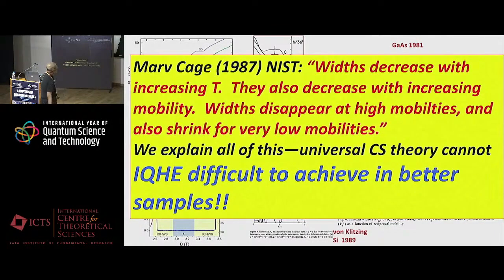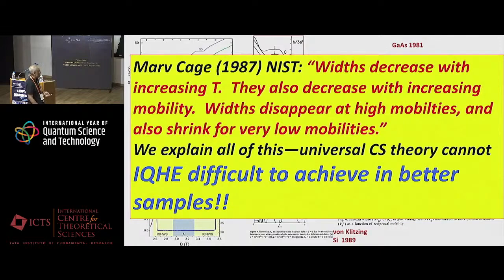So I'll quote from Marvin Cage, who was in charge of resistance standards. He's retired now. In a very early paper, in a book in 1987, he already said, widths decrease with increasing T. They also decrease with increasing mobility. Widths disappear at high mobilities. Nobody paid attention to this. I discovered all these things after we did our work. I was literally looking for experimental support. Nobody worked on it after 1987, okay? So we explain all of this.